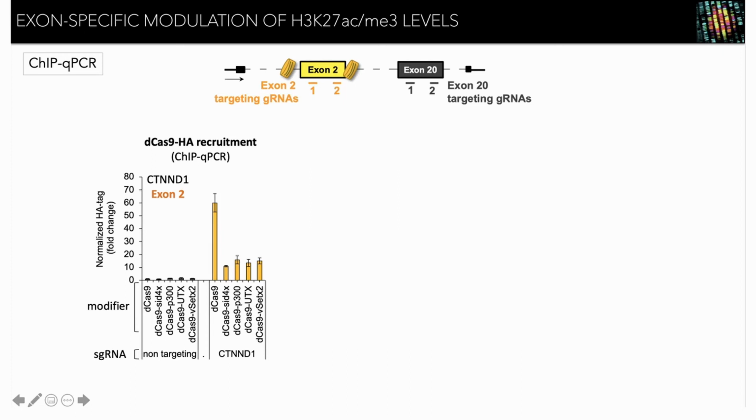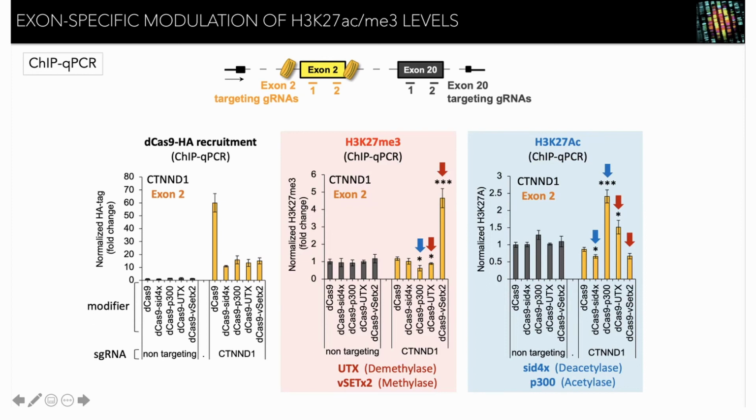So those are all ChIPs, and the first thing we did was to verify that the dCas9 is properly targeted to the ctND1 exon 2 in every single combination. And then we looked at the levels of trimethyl K27 and acetyl. And what we observe is that when using non-targeting gRNAs or gRNAs targeting exon 20, there are no changes in exon 2 trimethyl K27 levels. When targeting an empty dCas9, no catalytic domain, no effect. And we only saw an effect in the trimethyl K27 when actually targeting the modifiers of K27. vSET, the viral SET domain for trimethyl K27, like EZH2, increased the methylation levels of trimethyl K27 five-fold, whereas UTX reduced it very slightly, not efficient at all.